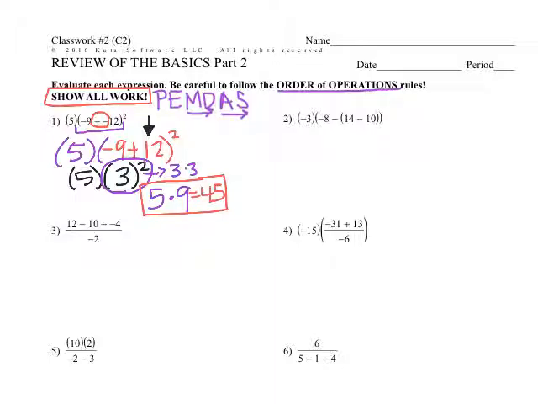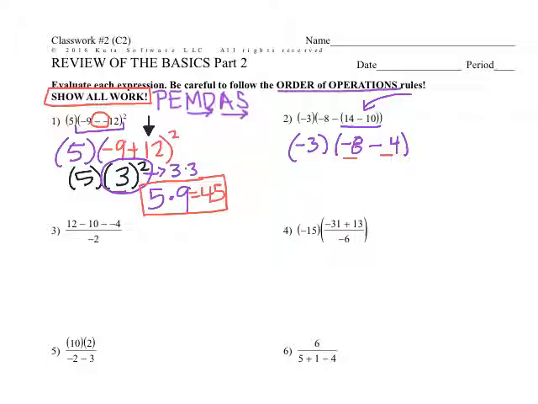All right, so let's go on to number 2. In number 2, we have some nested parentheses. Notice that we have parentheses within parentheses. So these have to be dealt with first. So you always want to deal with those parentheses that are deepest inside the parentheses. Okay, so I'm just going to rewrite this, -3. I'm not doing anything with that right now. -8 is inside the other parentheses, but what is 14 minus 10? That's just 4.